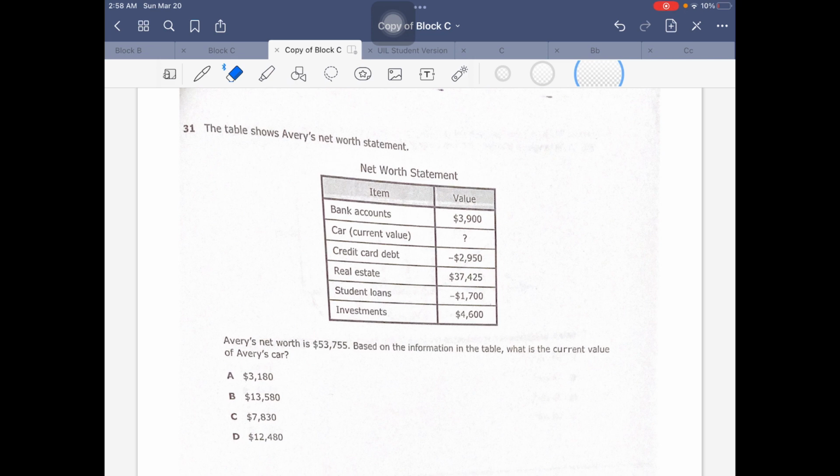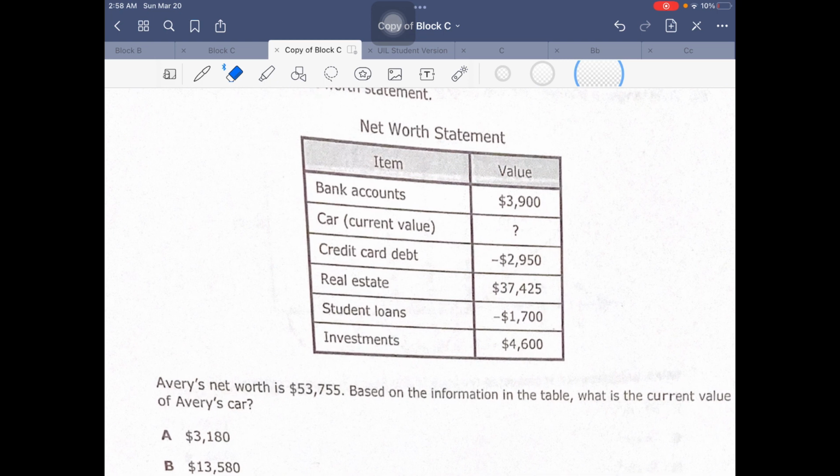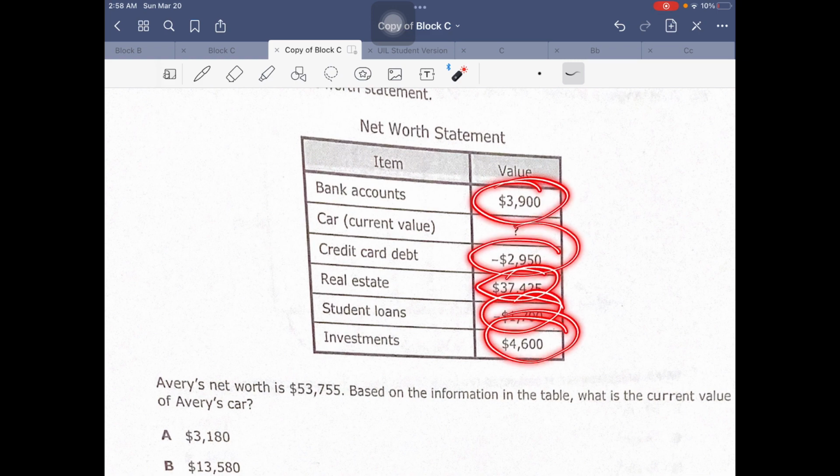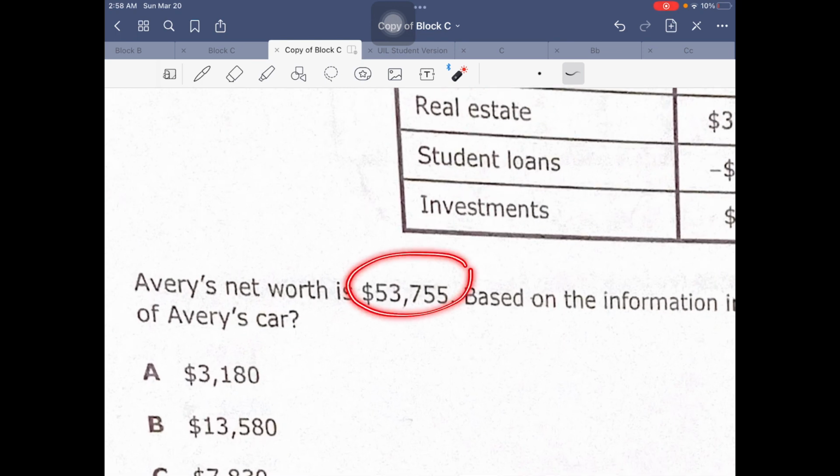Now, the table shows Avery's net worth statement. The net worth statement includes the bank account, car, current value, which is the one that's missing, credit card debt, real estate, student loans, investments, and so on. Now, Avery's net worth is $53,755, meaning that is what she is worth. That's how much money she has, whether it's a positive value or a negative value. Some people are in debt, so it would be a negative, but in her case, she's doing pretty good.